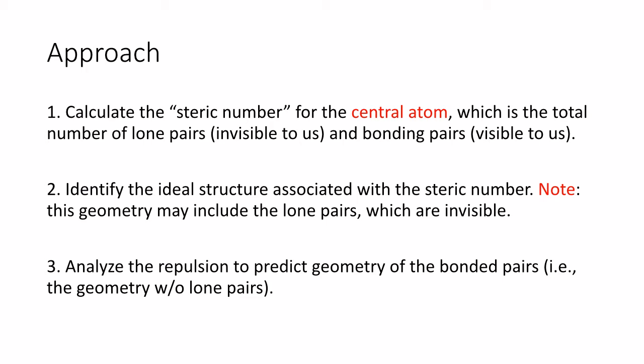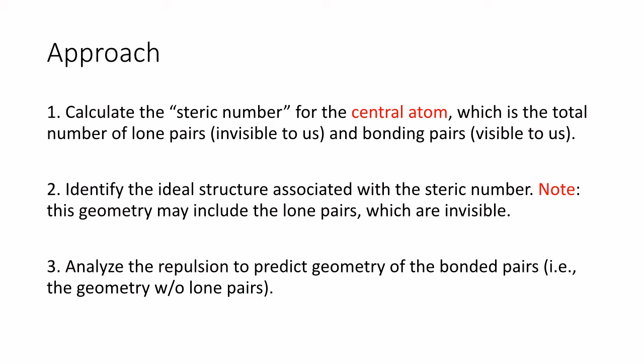Now, the steric number is very simple. It's the sum of two numbers. It's the sum of the number of lone pairs and the number of so-called bonding pairs. Okay. The bonding pair is essentially electrons involved in a chemical bond. Now, lone pairs are invisible to us because we can only see atoms. Now, bonding pairs are not invisible to us because there's always another atom associated with a bonding pair.